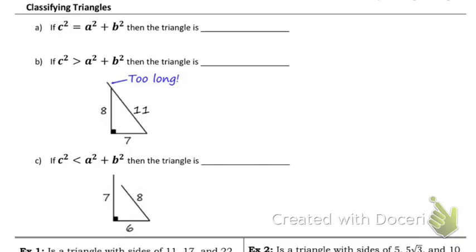Our next thing is classifying triangles. We're going to classify triangles just by knowing some information about a squared, b squared, and c squared. So the first one is if a squared plus b squared equals c squared, then the triangle is a right triangle. That's what we just said.